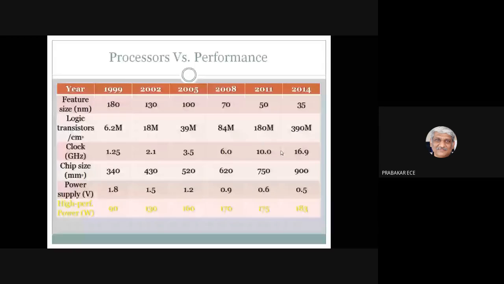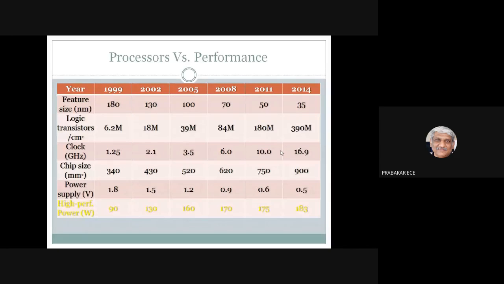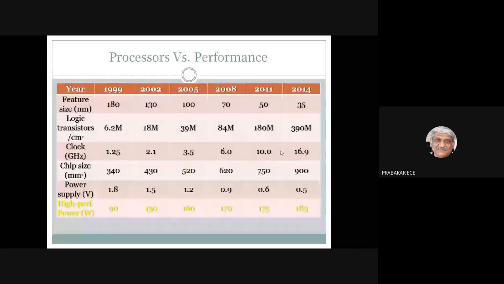Again, the power consumption, the last row, we can see it's 90 watts. And in 2014, it has come to 183 watts, right? So the chip size is increasing. The power supply is reducing. You can see here, the power supply is 1.8 volts, right? Initially, it was working with that. In 2014, the power supply applied is only 0.5 volts, right?